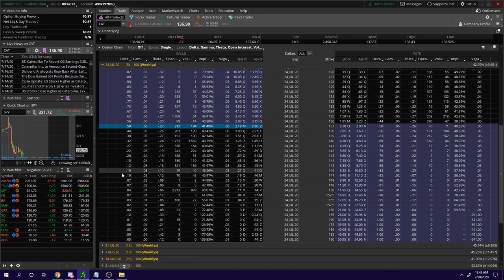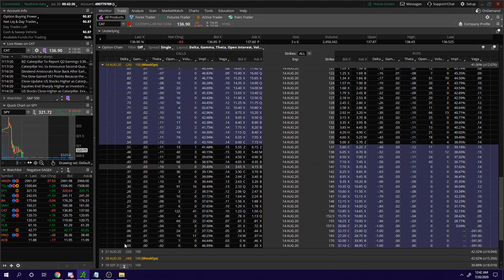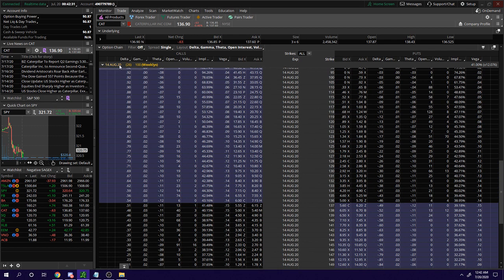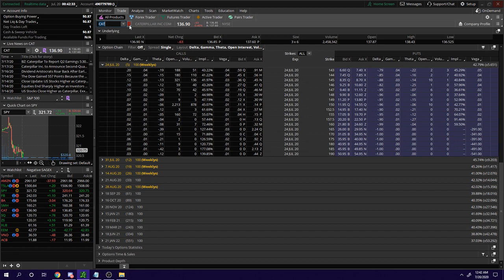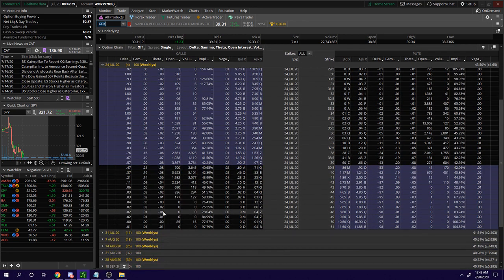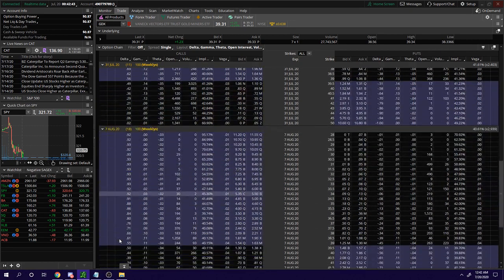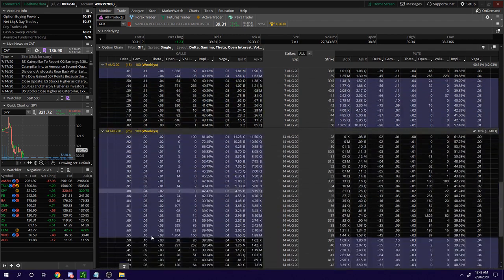See if I can find a good example. I was looking at one that I noticed a massive open interest on, but man, I don't remember. Sorry, give me just a second.